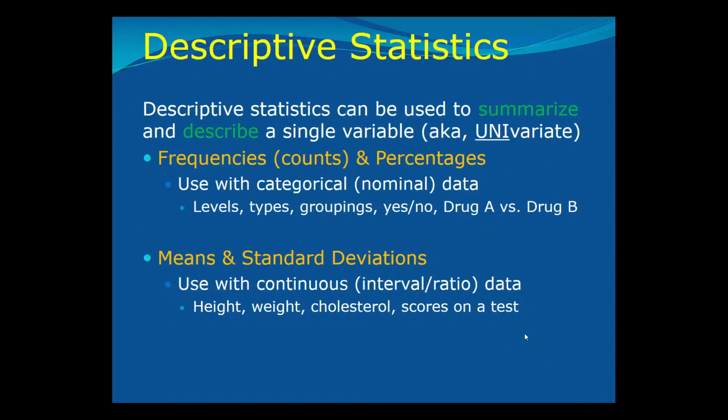Let's talk about descriptive statistics method. Descriptive statistics can be used to summarize and describe a single variable. Another name for descriptive statistics is univariate. If we use a single variable, it is univariate. There are different methods in descriptive statistics.